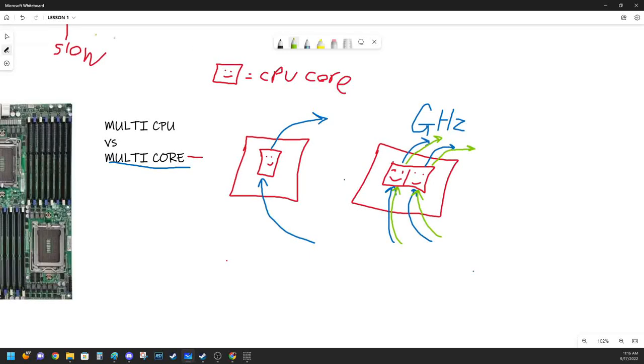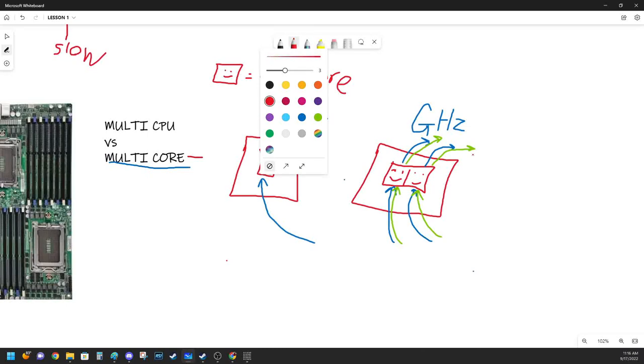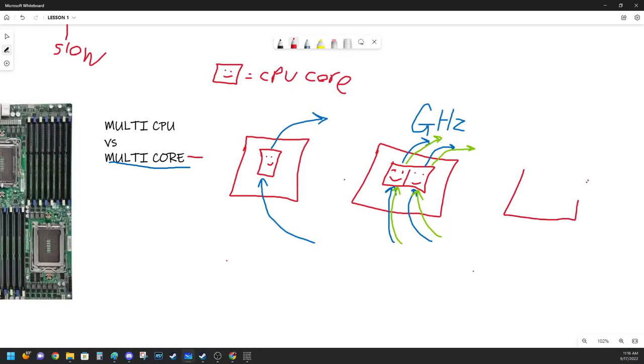Now, that being said, if this were my system, I have two physical cores, but the system views, that was terrible.